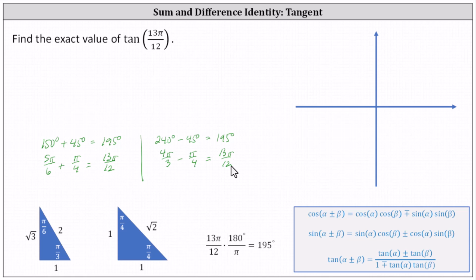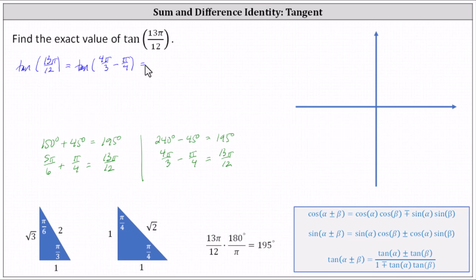In the previous example, we used a sum of two angles to find an exact tangent function value, and therefore for this example, we'll use a difference. We'll use 240 degrees minus 45 degrees, or 4 pi divided by 3 minus pi divided by 4. To get started, we have the tangent of 13 pi divided by 12 radians equals the tangent of 4 pi divided by 3 radians minus pi divided by 4 radians.